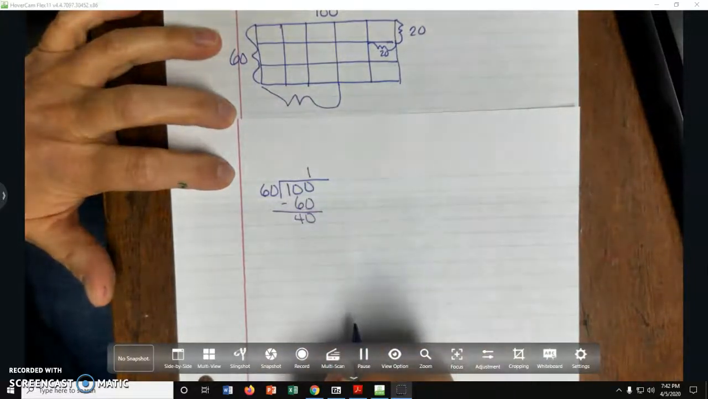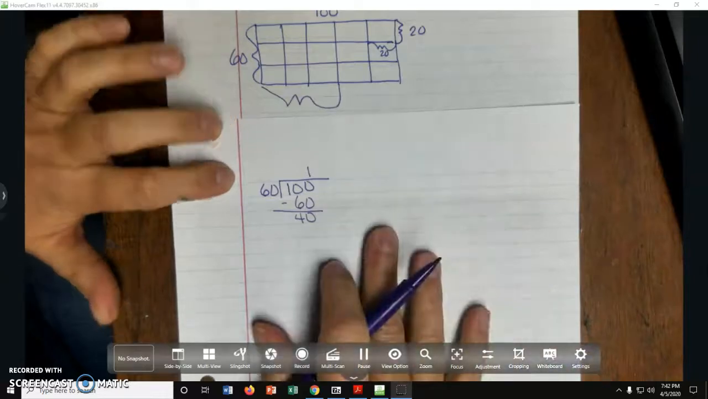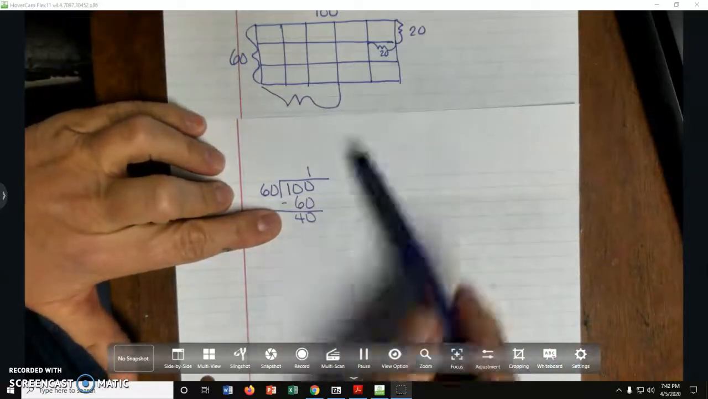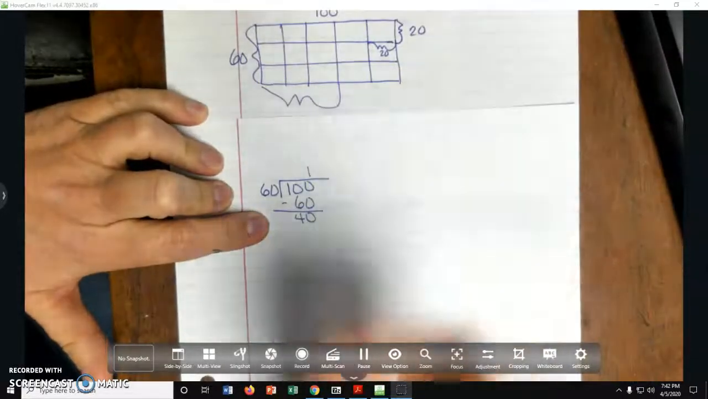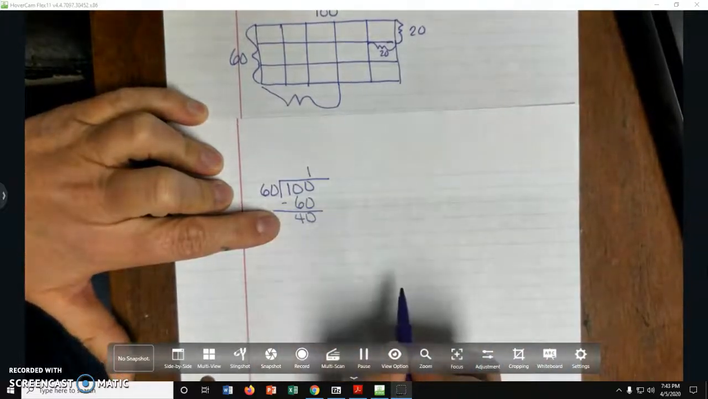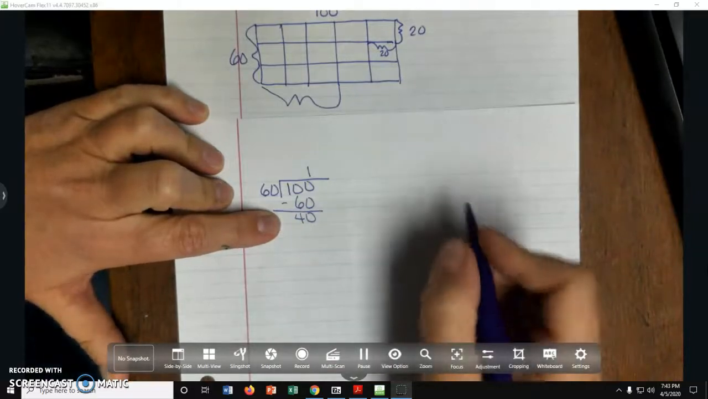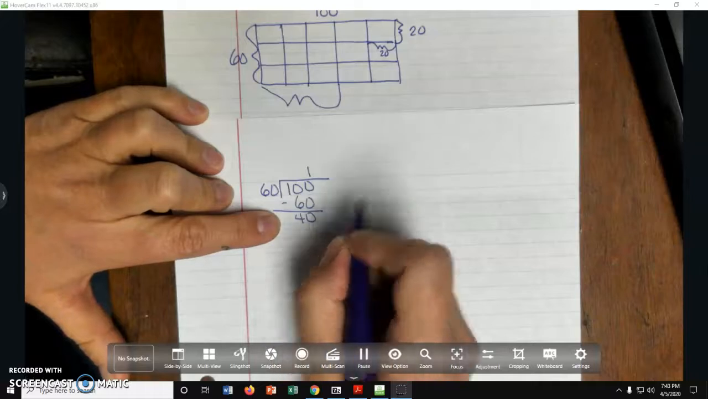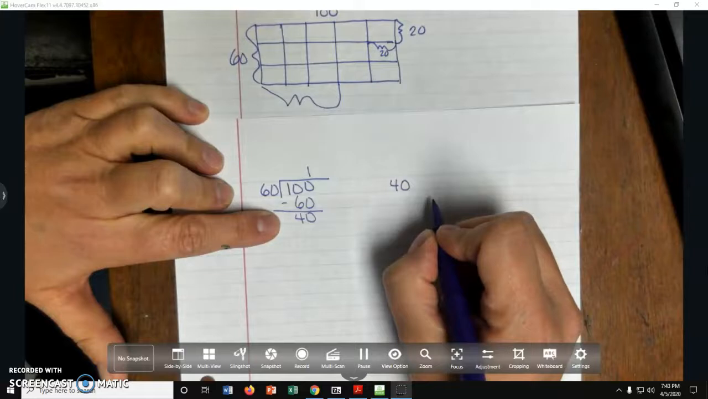My remainder is 40. Step number 2, if there is a remainder, divide it into the divisor. So that's where this came from. If we had a 60 by 100 and we divided that, and we started with this 60 by 60, how much is left over? Here we would have the 40. So let's take that 40 and divide that. It says if there's a remainder, this is my remainder, we're going to divide that into the divisor.